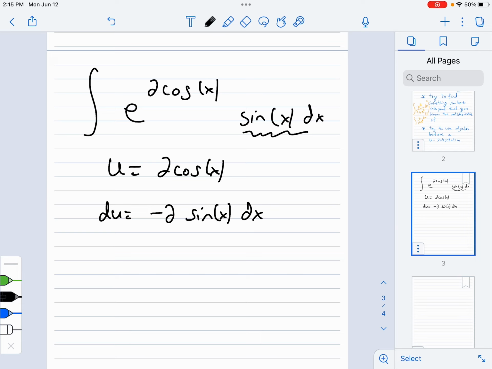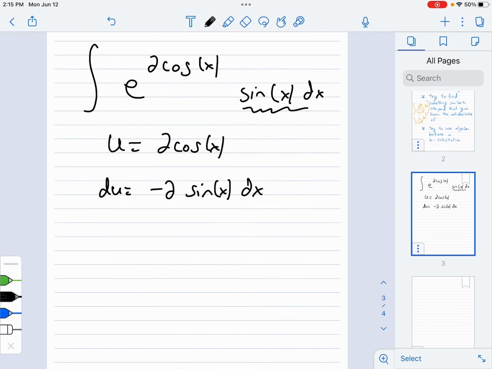The other thing that I like is that u, 2 cosine x, is part of a composition. It's composing e to the x and 2 cosine of x. It's on the inside of the e. Okay, so once we do that, we're going to rewrite our integral in terms of our new variable. When we rewrite it, we would have e to the u, and then the sine x dx part. Well, I have du as minus 2 sine x dx.